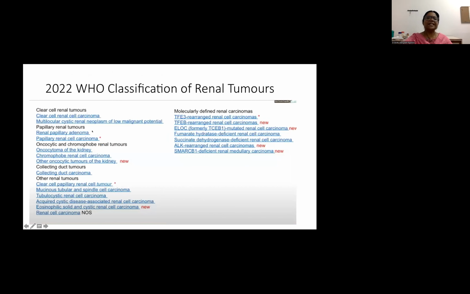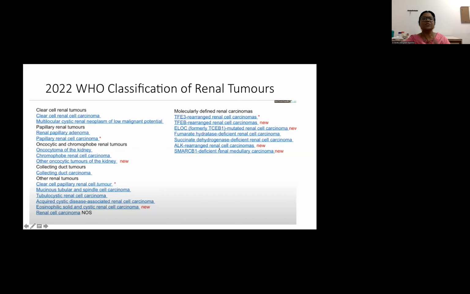Now, this is the latest WHO update of the 2022 classification. You can see it's a big list, and even new entities. There are a few tumors labeled as new in red ink, and these are the tumors which got an entry in the latest classification. And there is a big list of tumors which are even now under the provisional category, waiting for inclusion into the WHO classification.